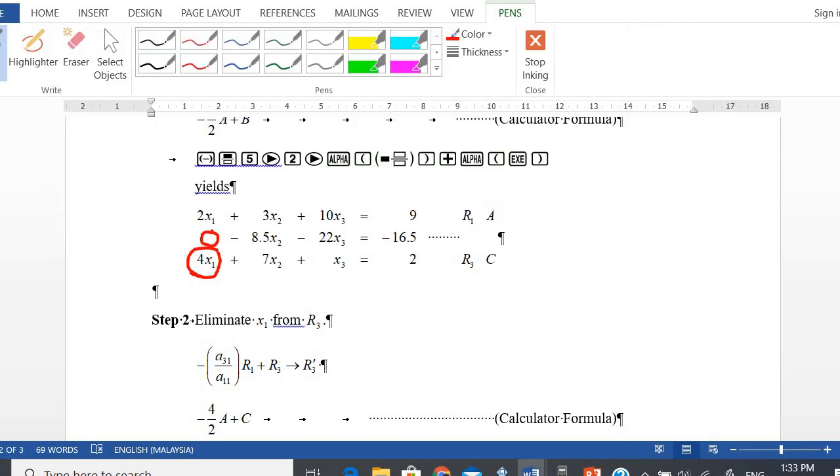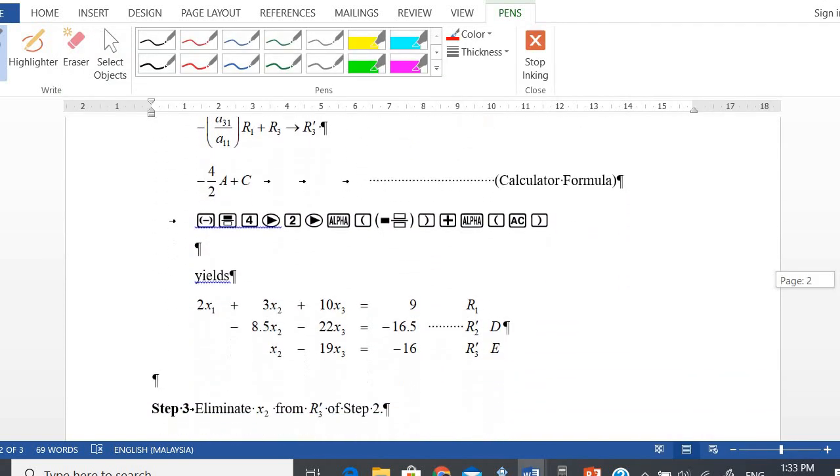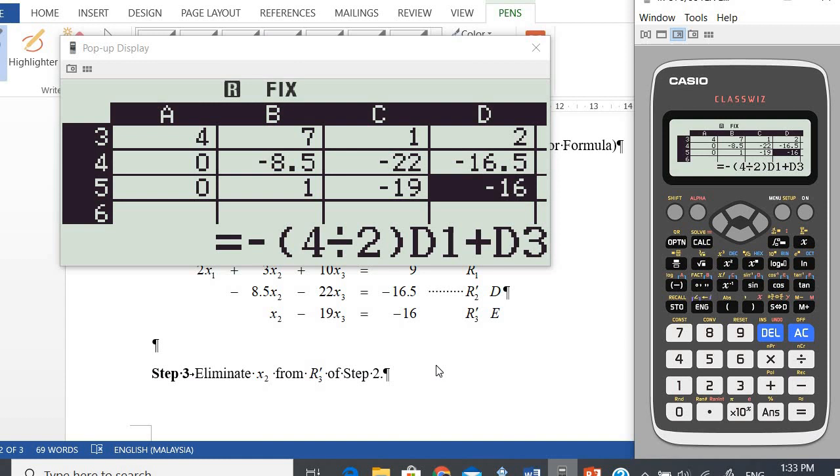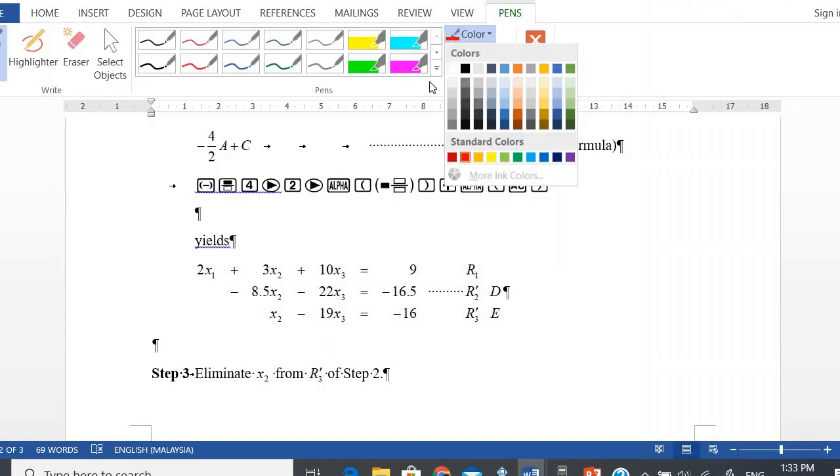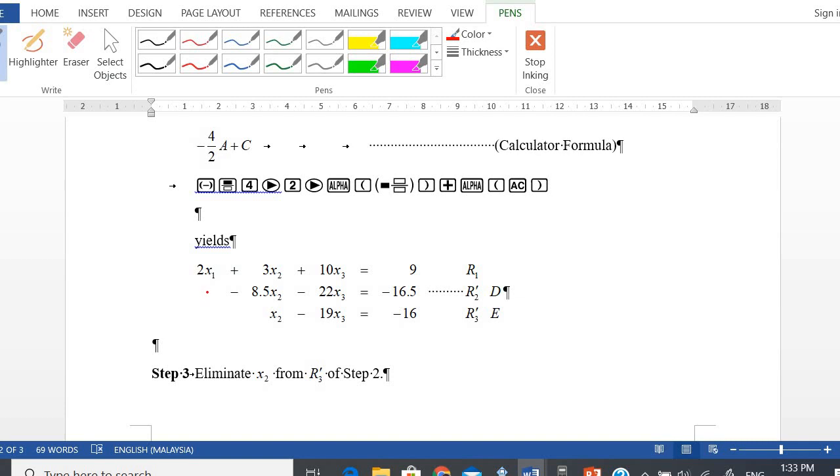Okay, you can check the solution with the normal calculation mode. Which is, okay, this is 0, and then 1, negative 19, negative 16. Okay, after two steps, we have reduced cell A31 becomes 0. Okay, this is plus 1.